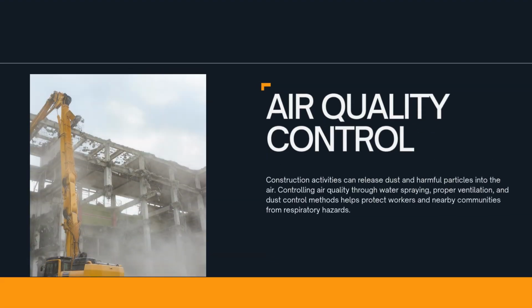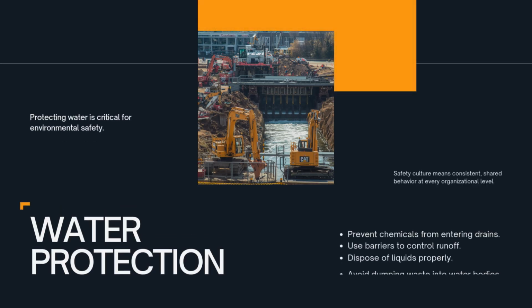Construction activities can release dust and harmful particles into the air. Controlling air quality through water spraying, proper ventilation, and dust control methods helps protect workers and nearby communities from respiratory hazards. To protect water sources, prevent chemicals from entering drains.